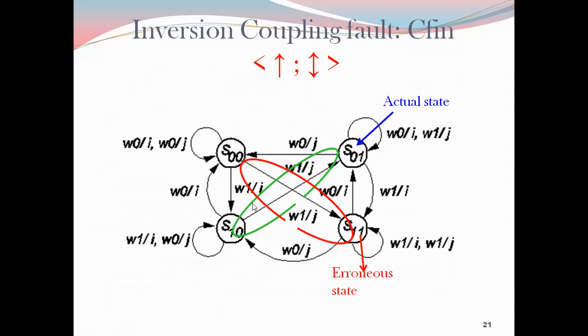Similarly, suppose I am in the state S10, again here I write 1 to my J. Here it is again.